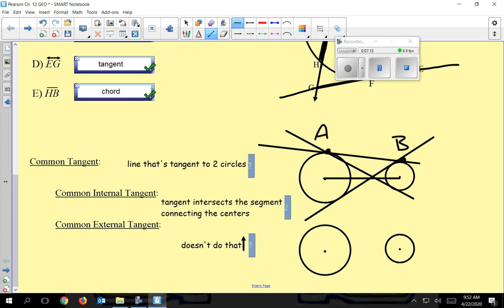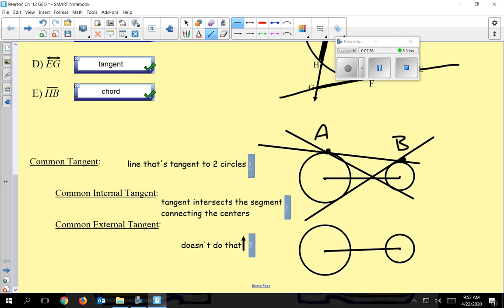So that's on a test. It's a definition you got to know. You just got to memorize that. A common external tangent. Well, the definition tells us it doesn't do that, and let's just draw that then. So I'm going to draw a line that connects the two centers of the circle.